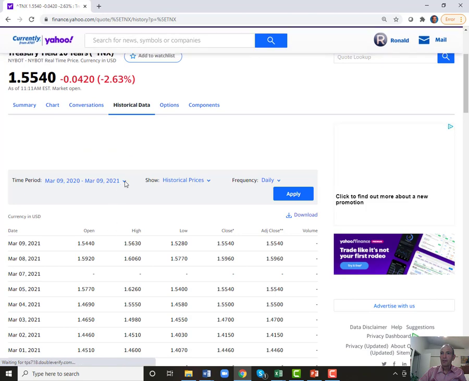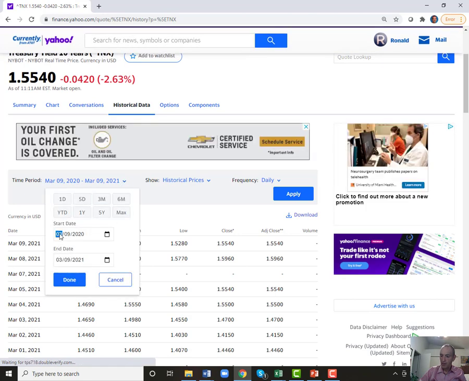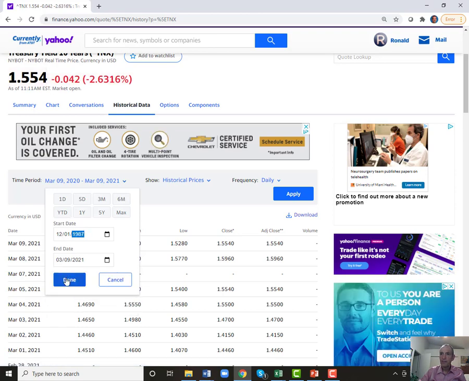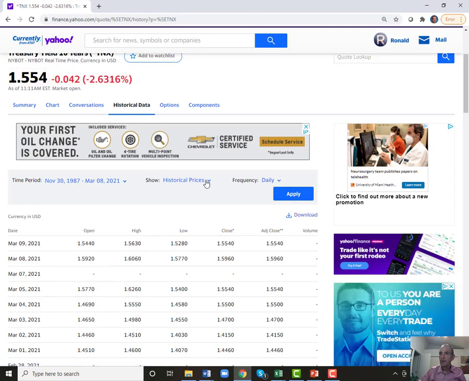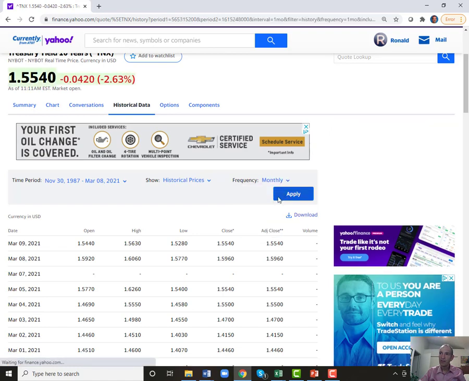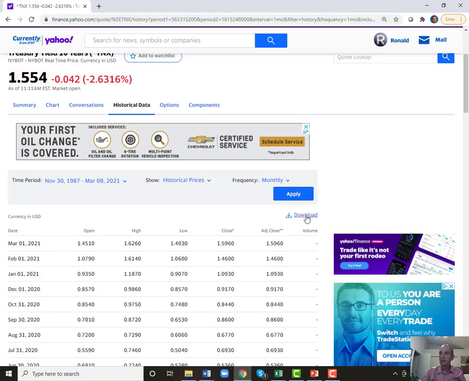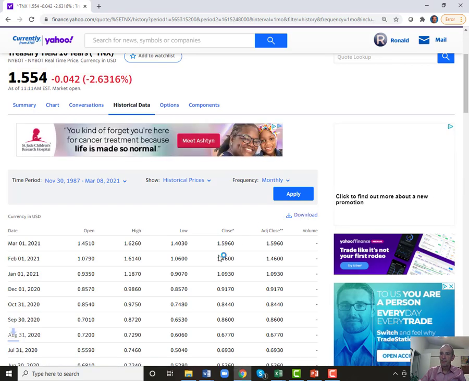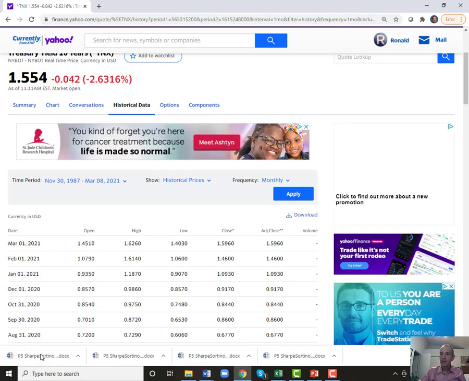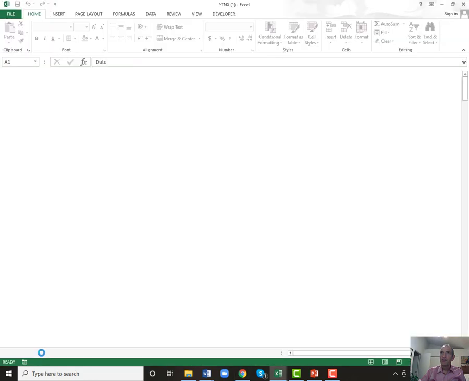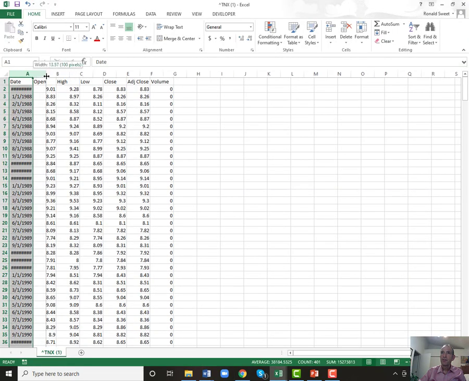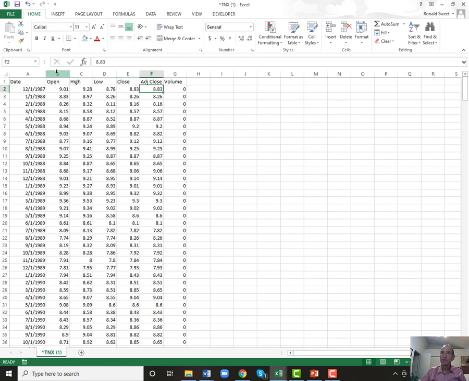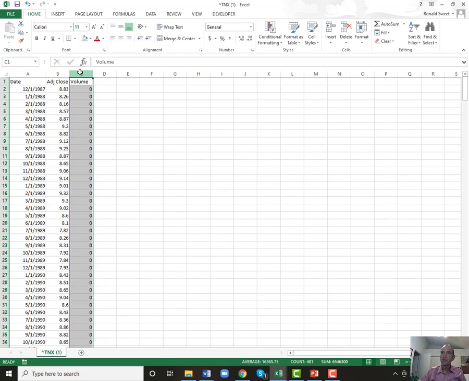And again, we'll do the same thing we did before. We'll do 12/01/1987. Historical prices is fine, and we'll do monthly. I know it says we want yields, but here the prices are the yields. I'll download that, and that gives us the number. The adjusted close and the close are the same, so we can just use the adjusted close.